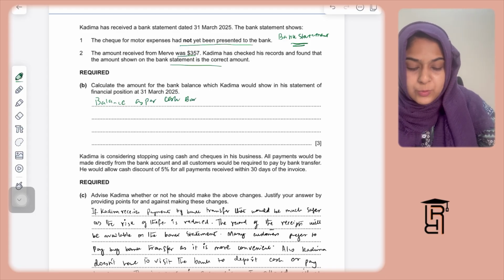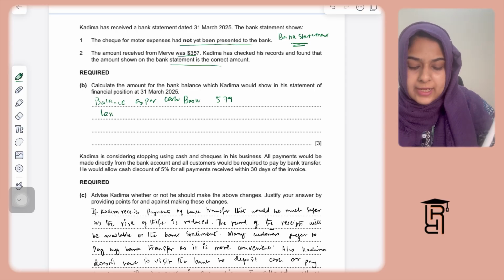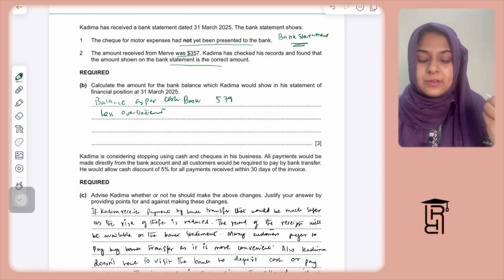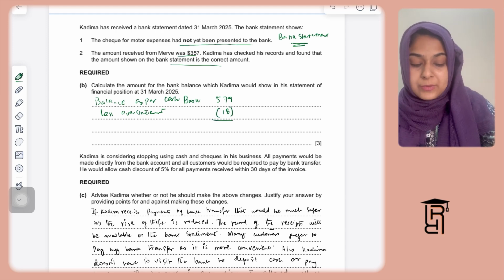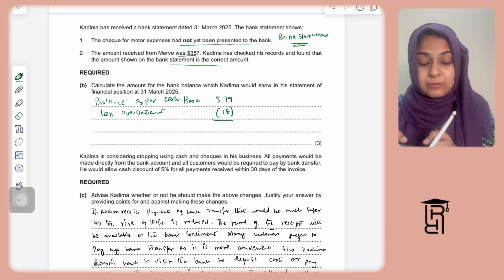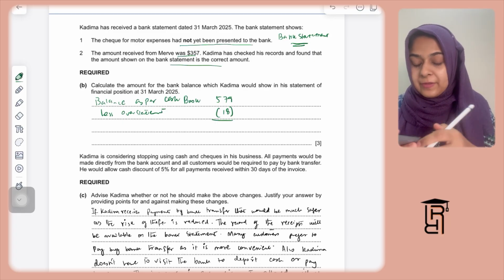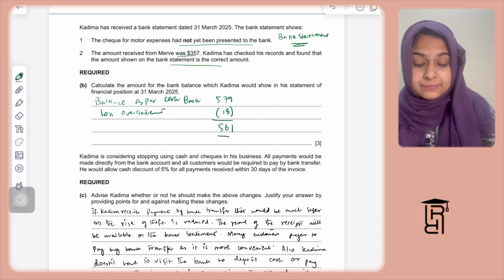So the cash book balance that I calculated was 579. Then I'm going to write less the overstatement of Merv's amount. I have overstated, I have over-recorded my amount by $18, so I'm going to subtract $18 from 579. My corrected balance will be 579 minus 18, which is 561. This is my corrected balance.